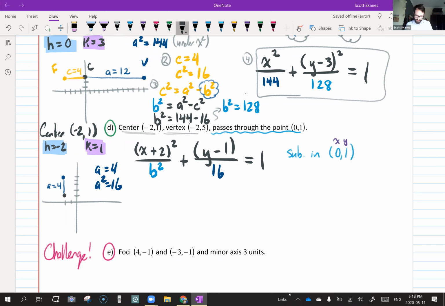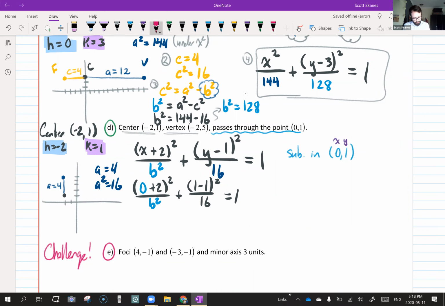I can do this in 2 minutes. I got this. Okay, sub in 0 and 1. X equals 0 plus 2. Square that over b squared. We need to be looking for b squared. Plus y minus 1. Y here is 1. I end up with 1 minus 1. I forgot to square up here. Squared over 16 equals 1.